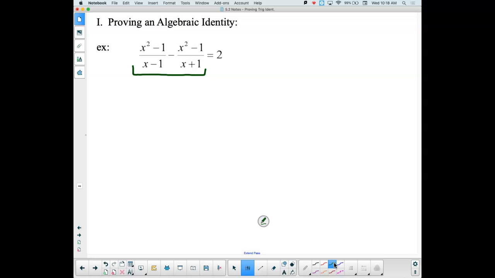So, how am I going to work this? Well, what do you want to do? We could common denominator it, okay? Or could we factor the tops?